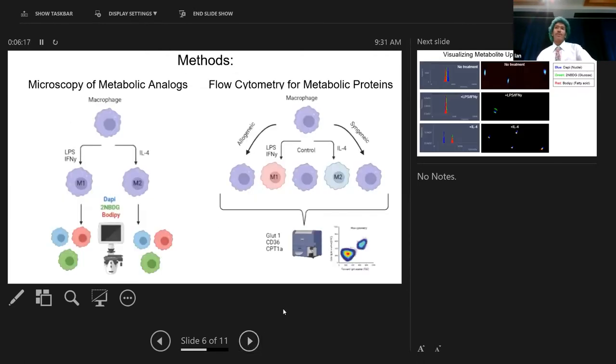So our first method was using microscopy, which is essentially just cell imaging under a microscope. We started with our bone marrow-derived macrophages, and we treated them with our two conditions, LPS and interferon gamma, and then IL-4 to differentiate them into two types. Then we stained with three fluorescent markers: DAPI, which is just for the nucleus of the cell, 2-NBDG, which is an analog of glucose, and then BODIPY, which is a fatty acid. And we were looking at how they were uptaking into the cell, and you'll see in the next slide what that looks like. And then we moved on to flow cytometry, and we applied the allogeneic and syngeneic conditions as well. The markers we were looking at here were GLUT1, CD36, and CPT1A.